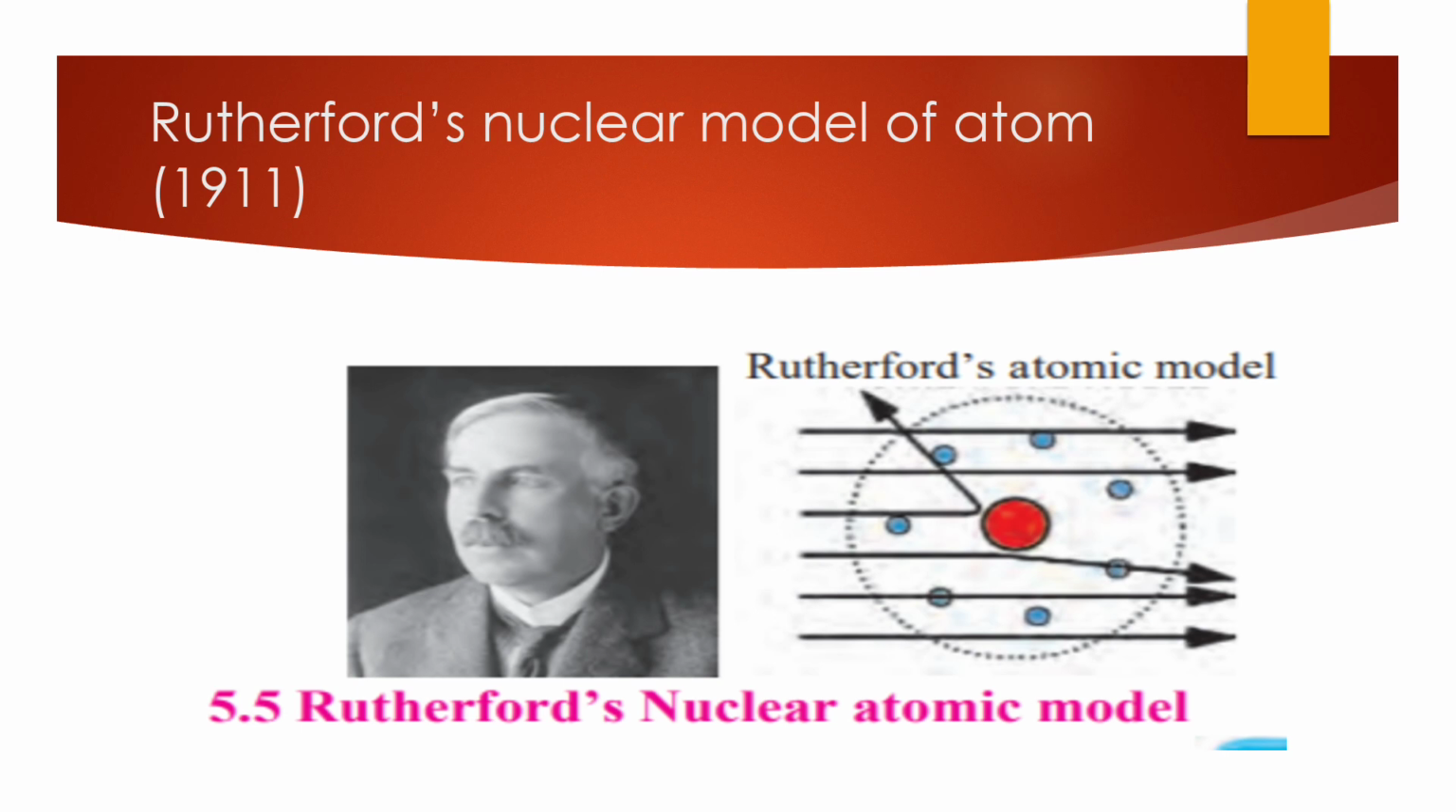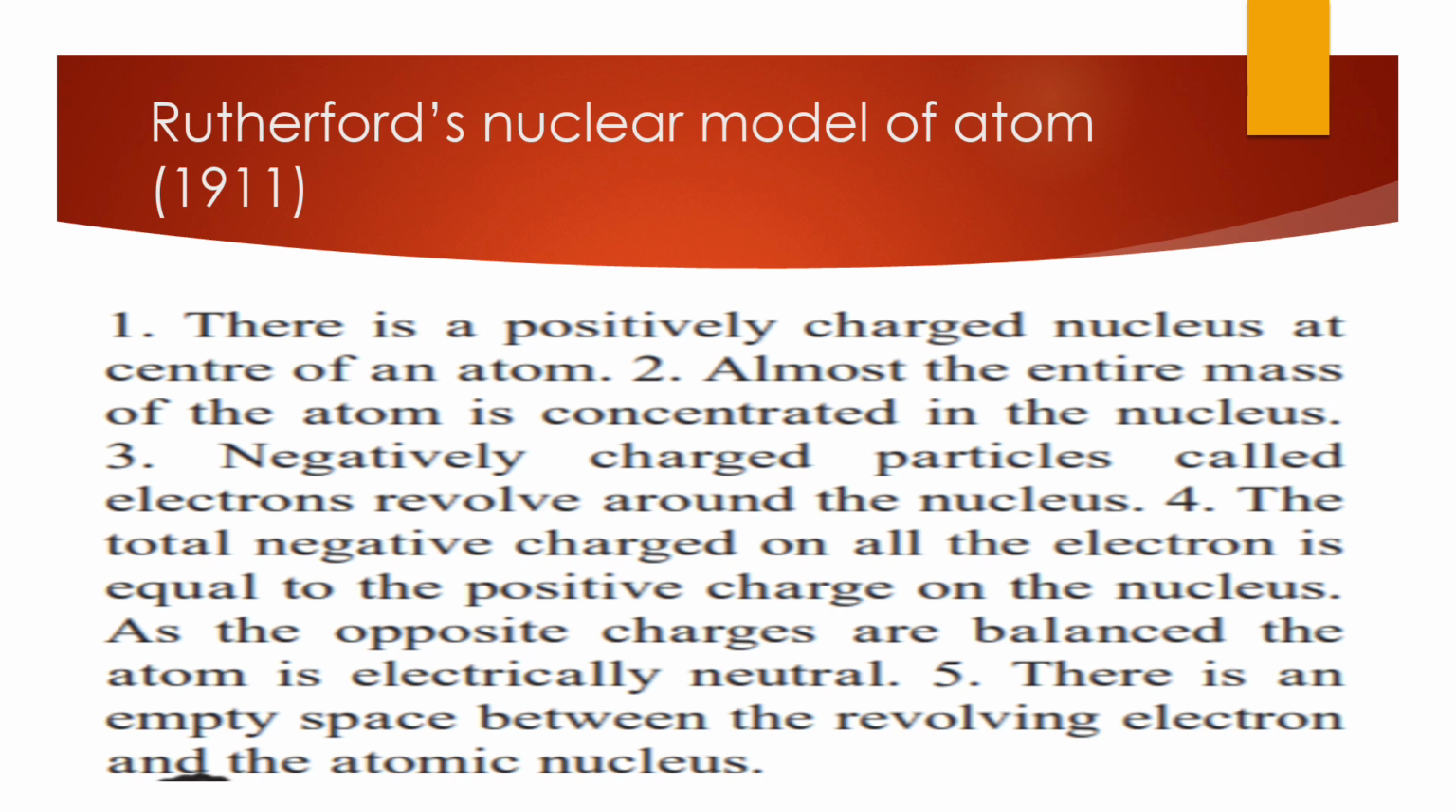Now, the second observation was that the smaller number of alpha particles that got deflected through a small or a big angle must have faced an obstacle in their path, and that obstacle is nothing but the positively charged and heavy part causing obstruction in the center of the atom. From this observation, Rutherford put forth his nuclear model of atom. Rutherford's nuclear model says that there is a positively charged nucleus at the center of an atom. So positive charge is at the center.